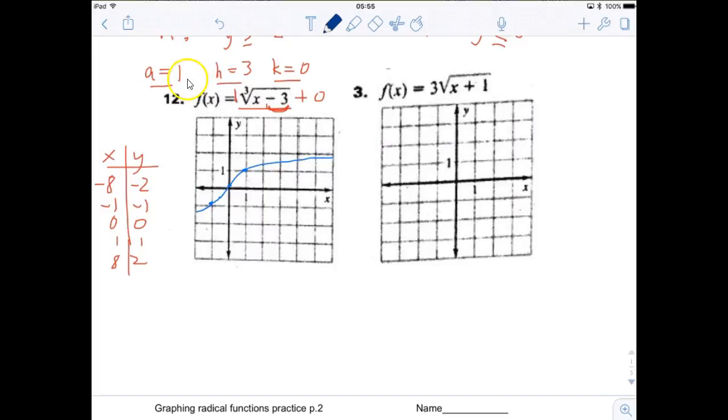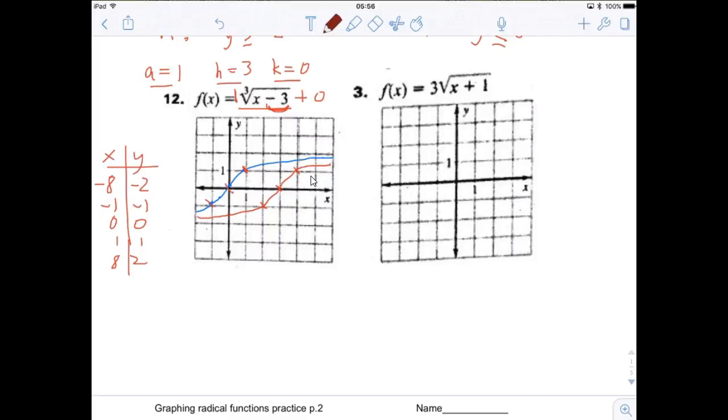Now I'm going to do this translation, or transformation, which is with a equals 1, h equals 3, k equals 0. Pause and do it. You can see that what I've done here is I've taken each one of these points and I've moved them 3 units to the right, and that's all I did. So my red function is the new function.